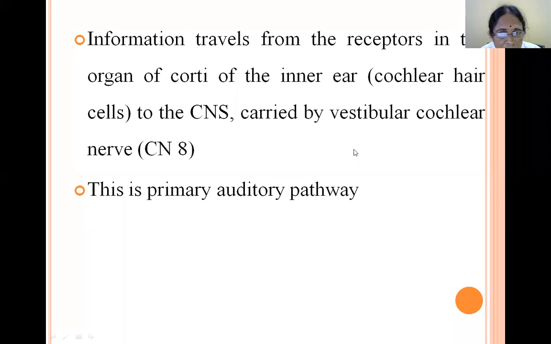It is arising from the hair cells, from the cochlear division of the eighth cranial nerve. Two rows of hair cells are there in the cochlea. Therefore, these are traveling first to the medulla, then to the pons, then to the midbrain, and then finally to the cerebral cortex.